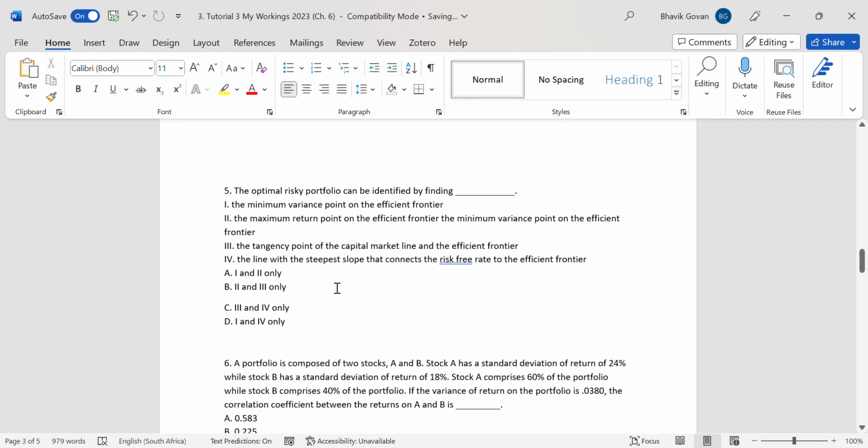The optimal risky portfolio can be identified by finding: the minimum variance point on the efficient frontier? No. The maximum return point on the efficient frontier? The minimum variance point on the efficient frontier? No. The tangency point of the capital market line and the efficient frontier, that is true. The line with the steepest slope that connects the risk-free rate to the efficient frontier, that is also true.